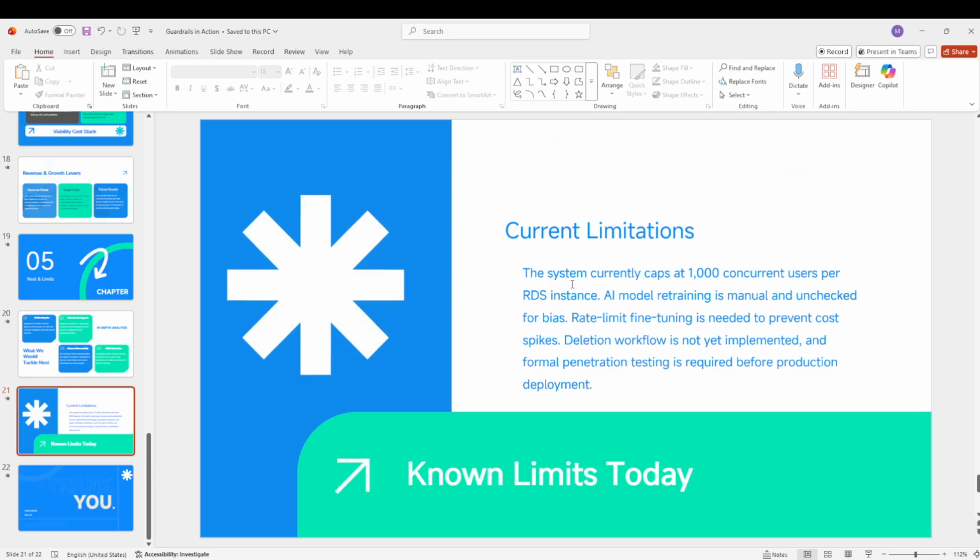Our current limitation is that we cap at 1,000 concurrent users per RDS instance. AI model retraining is manual and unchecked for bias, so we could automate AI training and check for bias. In the future, rate limiting fine-tuning is needed to prevent cost spikes. The deletion workflow is not yet implemented, and formal penetration testing is required before production deployment.